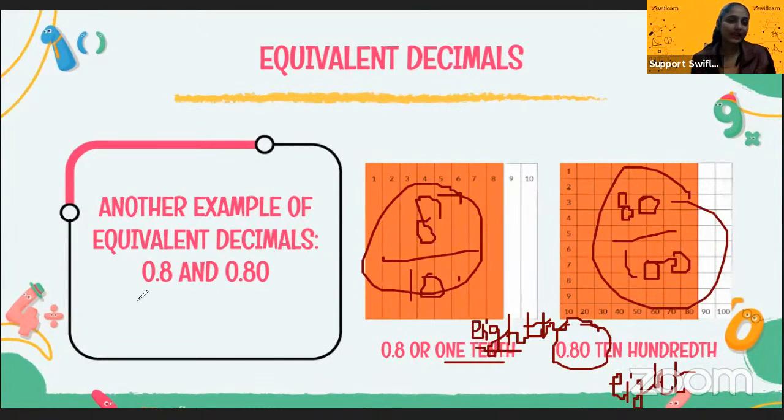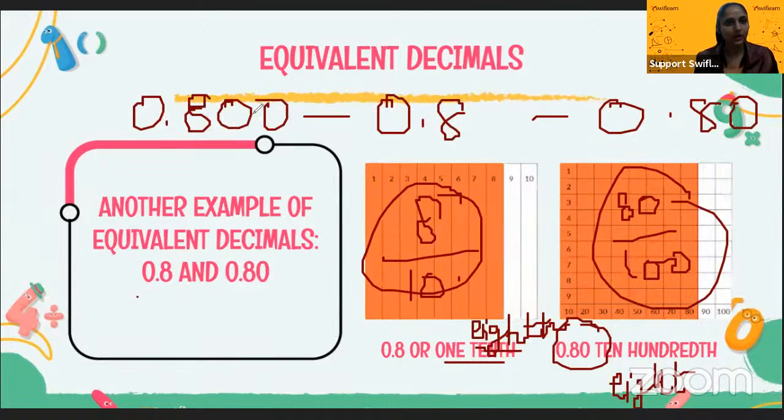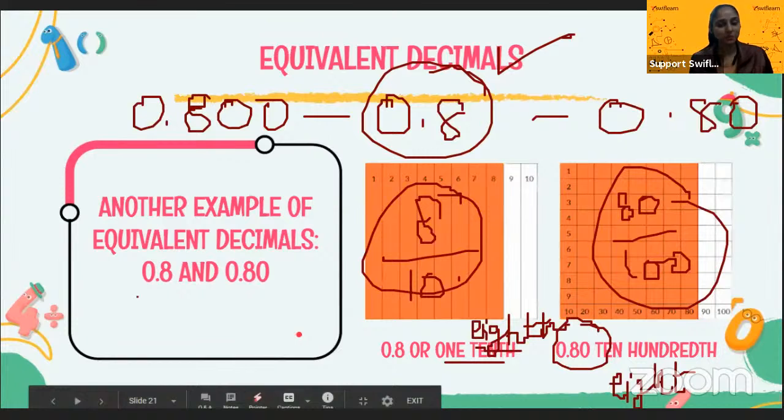So it doesn't matter how many zeros we are adding at the end. These all are equivalent decimals. Either I can add two zeros or I can add one 0. That doesn't matter. They all have the same meaning. It means 0.8 can be written as 0.80 and 0.800. We are just making like decimals. Okay, so let's move further.